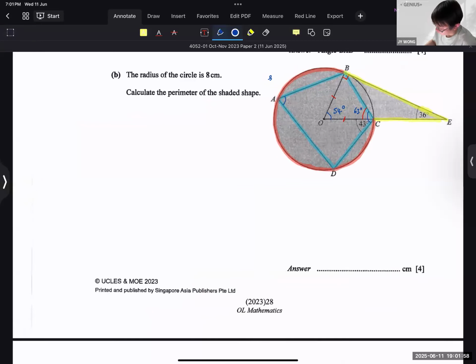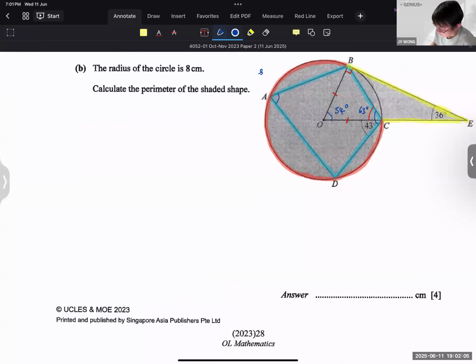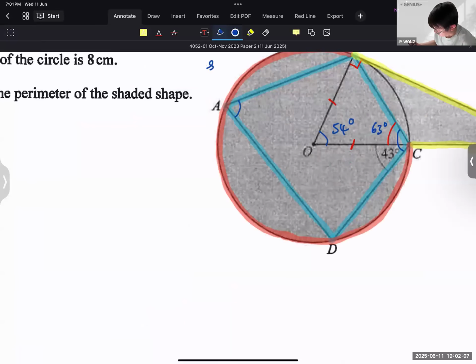So what do I know? I know the radius is 8, and I know this angle is 54. So in order to find the major arc BADC, I need to find this angle. And so that's the first thing I should go about doing.